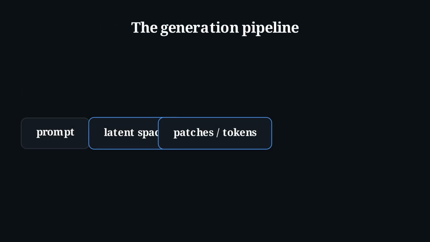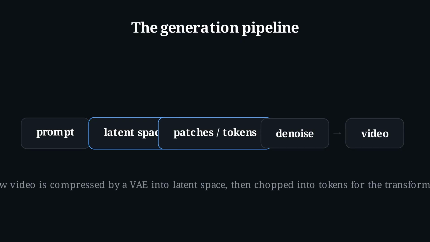Like most modern video models, Seedance is a diffusion model, and the whole process runs in a compressed space called latent space. Here's the pipeline. Your text prompt is converted into embeddings, which the model can understand. Raw video, which is enormous, is compressed down by a variational autoencoder, or VAE, into a small latent representation. That latent space is then chopped into little patches, the same way a vision transformer splits an image into tokens. Those tokens become a sequence the transformer can process.